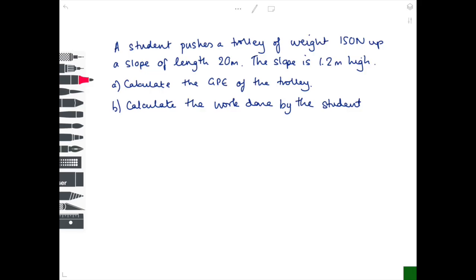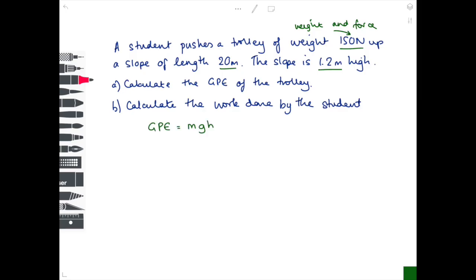So a student pushes a trolley of weight 150 newtons up a slope of length 20 meters. The slope is 1.2 meters high. Calculate the GPE, so that's the gravitational potential energy of the trolley, and calculate the work done by the student. So what do we have here? Let's identify. Look at the unit. It's a newton, which means it's both weight and force. We know the slope length is 20 meters and we know that it is 1.2 meters high.